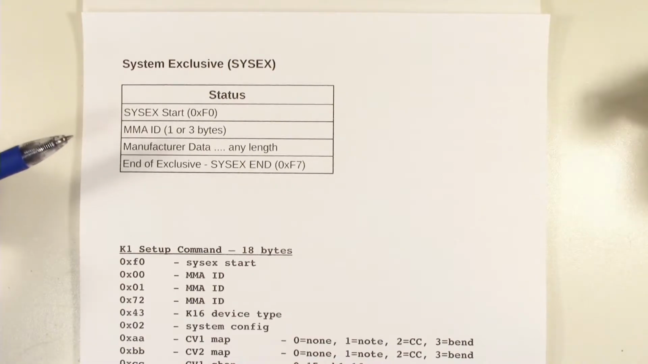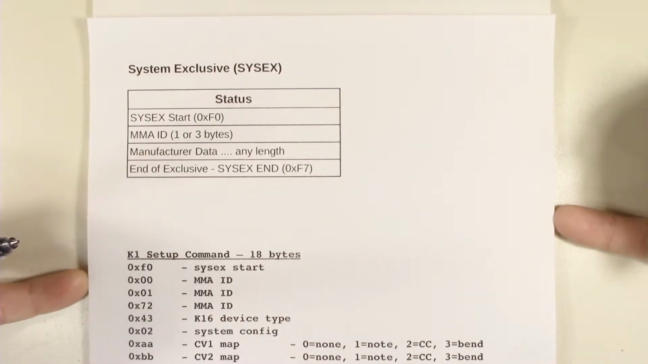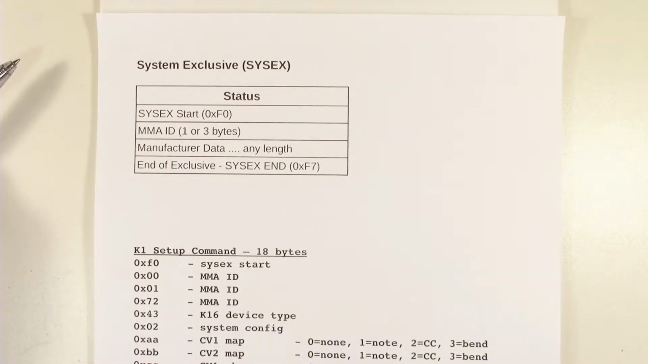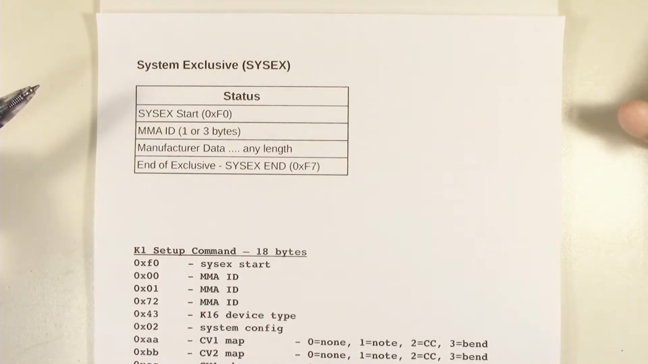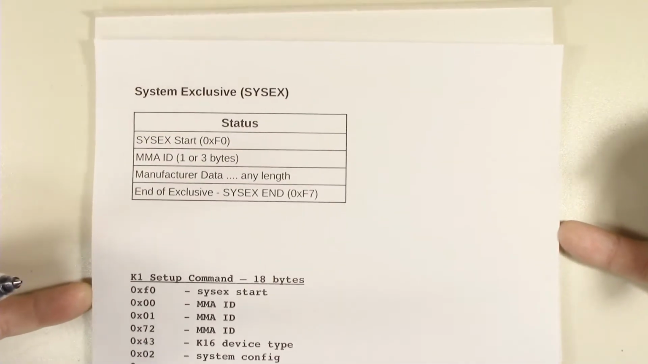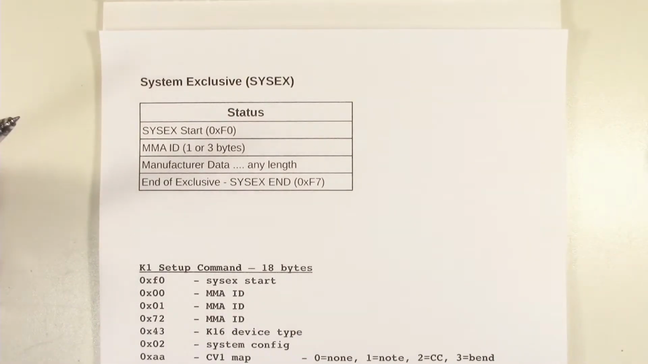SYSEX is basically the way that the MIDI people figured out how to let manufacturers send any data that they want. System exclusive means it's exclusive to a particular manufacturer. There are some global SYSEX messages that are defined by the MIDI specs themselves. Those are still sent like SYSEX messages, except they don't have the manufacturer ID, so it works a little differently. But for the most part, most people use this to send manufacturer or product-specific information to a device.